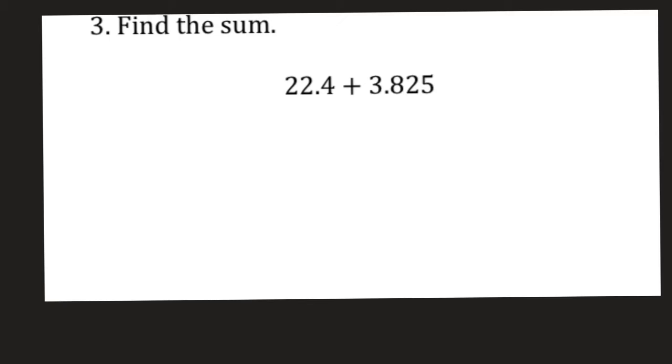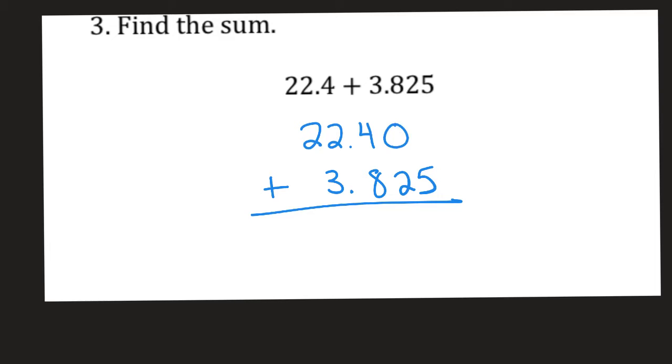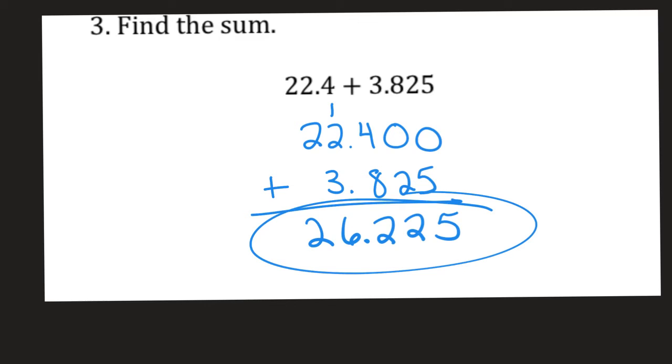Okay, on number 3, we are finding the sum of the decimals. Remember, when you are adding decimals, we need to line the decimals up. So we have 22 and 4 tenths plus 3 and 825 thousandths. We're going to place zeros to fill in the place values. 0 plus 5 is 5. 0 plus 2 is 2. 4 plus 8 is 12. Carry your 1. 2 plus 1 is 3, plus another 3 is 6, and then we just bring down our 2. So our final answer is 26 and 225 thousandths.